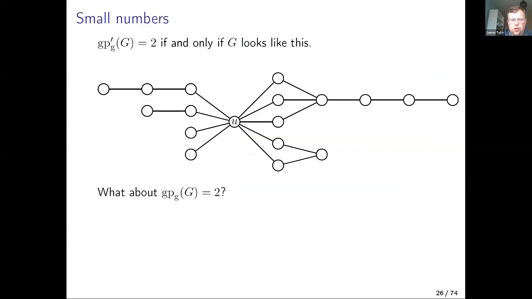We characterized as well, not trees necessarily, all graphs with GPG dash, so this is the blocker starting first, equal to 2. And it turns out that this holds, that the B dash general position number is equal to 2 if and only if the graph looks like this. What we don't know exactly is when the game general position number, when builder starts, is equal to 2. That's a little bit more tricky.